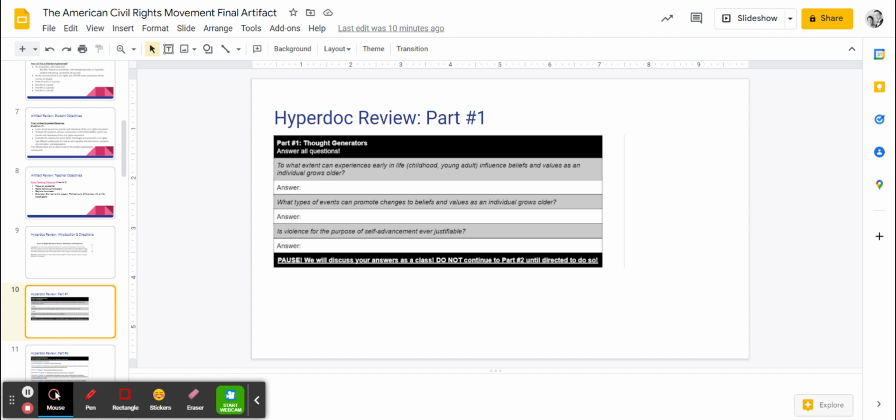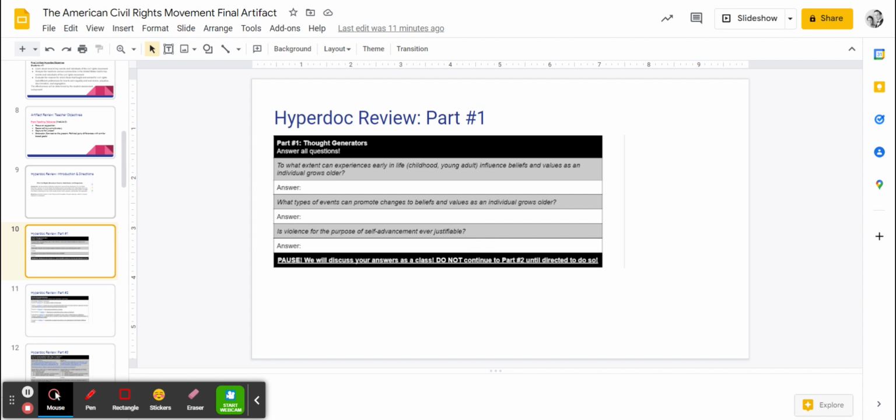Early experiences shape our opinions later on, as well as events change our beliefs and values as we grow older. And then this last thought generator question is about violence: in the civil rights movement, was violence ever justifiable in the face of all the resistance that African Americans faced? Would it ever be justifiable for them to resist violently, as Malcolm X sometimes advocated for? So I want students to start thinking about how our experiences shape our beliefs and attitudes later, and how that obviously shaped the beliefs of Martin Luther King Jr. and Malcolm X. And I think that will also come back to tie in later.